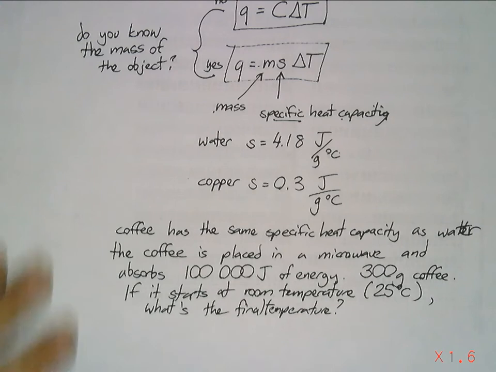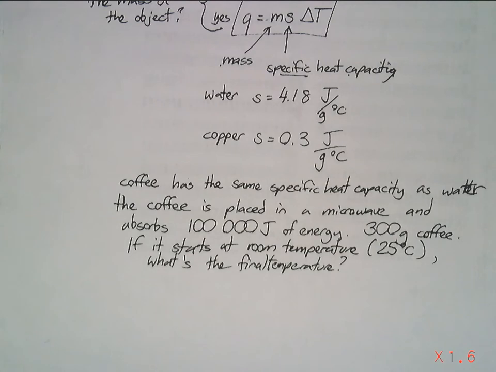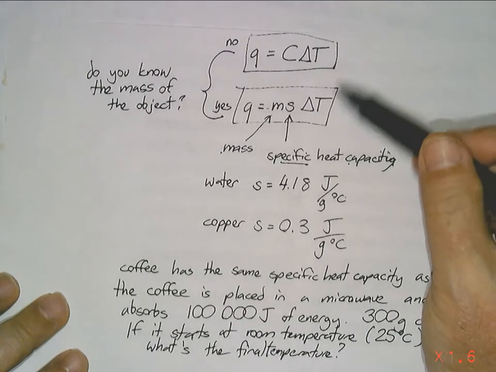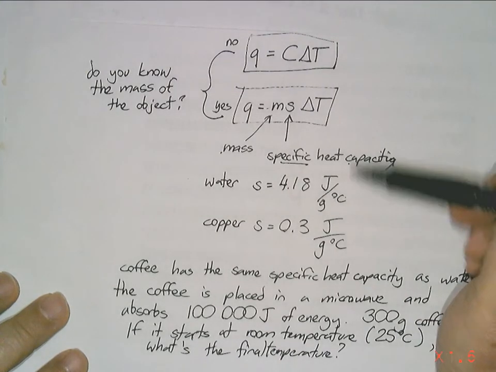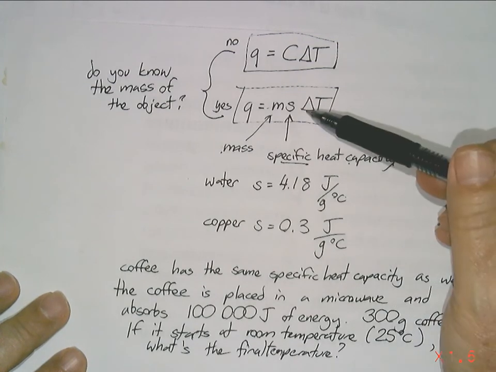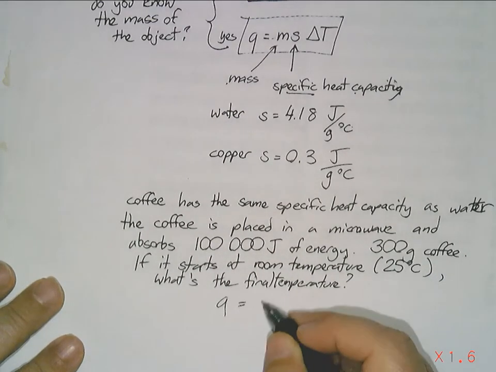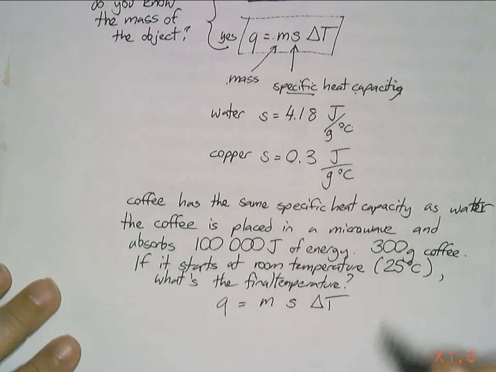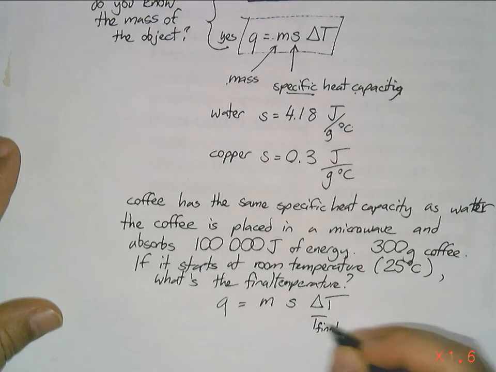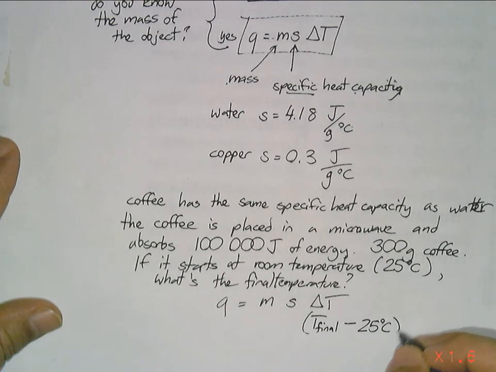All right. Now this looks like a complicated problem. There are a lot of numbers in there, but what you have to realize is that you're trying to relate a temperature change to an amount of heat. In that case, you're going to pick one of your two tools for doing that. Since I know the mass of the coffee, and it talks about the specific heat, this is the one that I'm going to use. So now I have Q equals ms delta T. Delta T is going to be the final temperature, which is what I'm really trying to find, minus the initial temperature, which was 25°C.